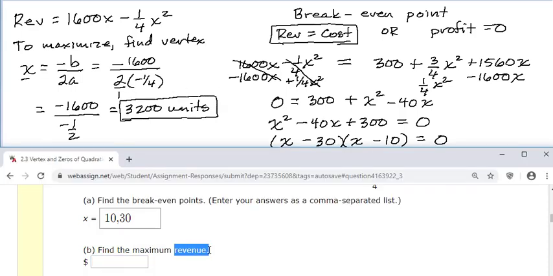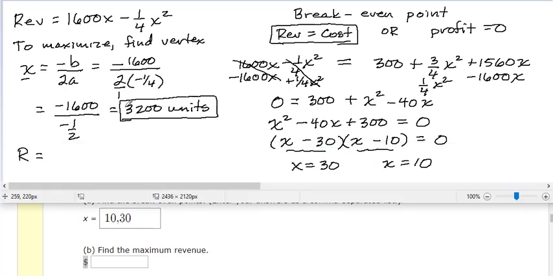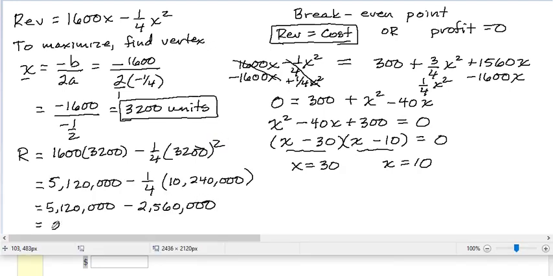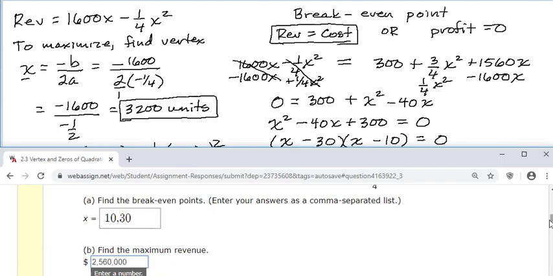No, they want the revenue amount. They don't want the number of units. They want the dollars of revenue. Well, so far I only know the x value. To find the revenue, I would take this x value and plug it in. So 1600, insert 3200 for your units, minus 1/4 times insert 3200, and square it. And when I clean that all up, I have $2.56 million of revenue. That's enough to make you think you chose the right major.